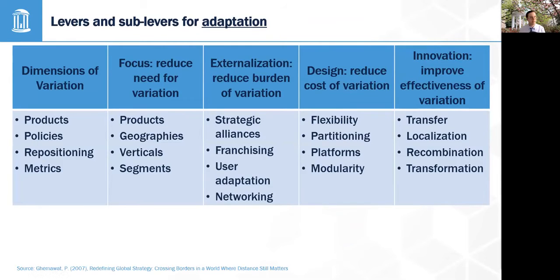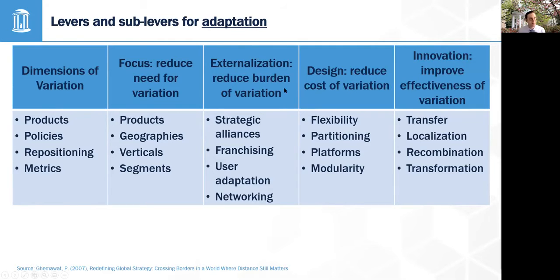Shifting our focus now to adaptation strategies. I'm not going to go into all of these, but I just want to highlight the different categories of thinking about adaptation. First, you can have different dimensions of variation. So it's very easy to think about varying your product from country to country, but you can also vary a lot of other things in order to better compete. You can use focus to reduce the need for variation. So you may focus on products that need less adaptation from country to country. You can also focus on similar geographies so that there's less need for variation.